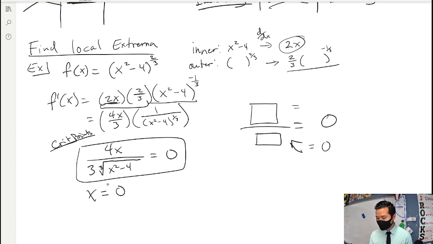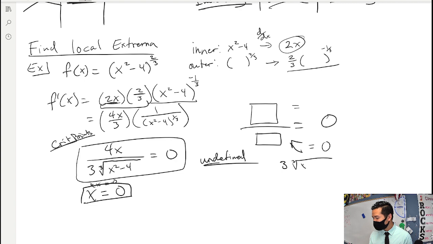So I need to find, so this is the first one, 4x equals 0. I got one critical point by solving it. The other critical points are going to come from the undefined part, right? When is this thing undefined? When the denominator is equal to 0. That's going to be a little bit tough, right? When is 3 times the cube root of x squared minus 4 equal to 0? Well, there's no way this 3 will ever make it 0, yeah? This is 3. The only thing I'm plugging in for is what? I'm plugging in for x, okay?